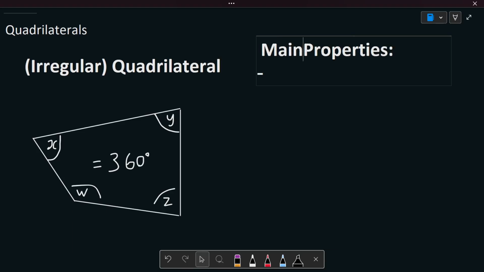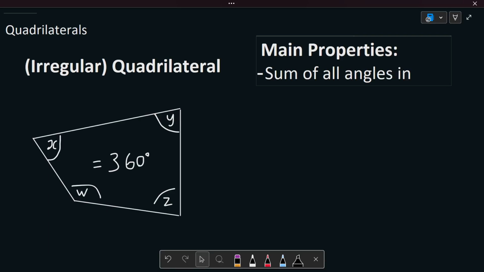So that's our main properties. I'm going to say over here, main properties. We're going to say the sum of all angles in a quad equals 360 degrees. And that is what we need to know about these quadrilaterals. This is the main property actually. I want to just state that.